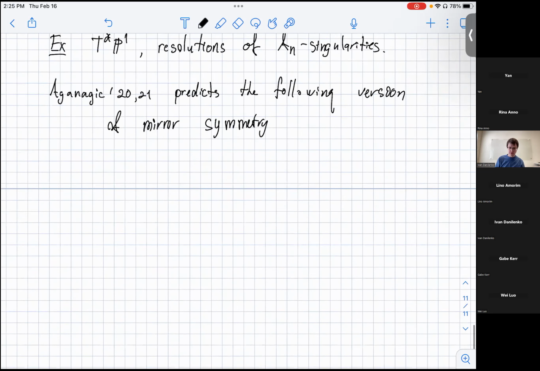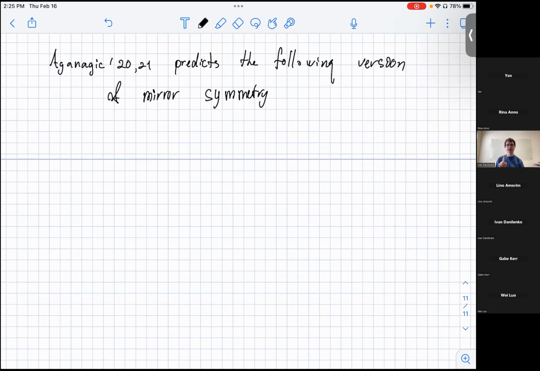You mean 3D mirror symmetry? It's not. This is 2D mirror symmetry. So 2D mirror symmetry would be coherent sheaves mirrored to Fukaya. Yeah, we don't swap Coulomb and Higgs branches.